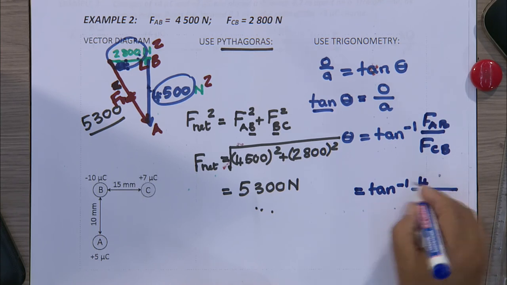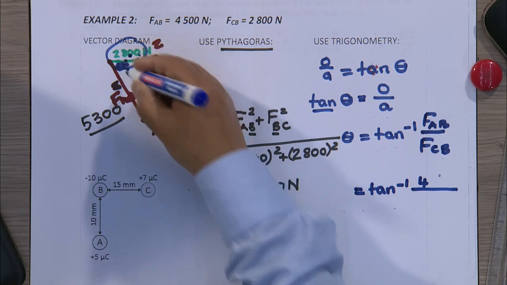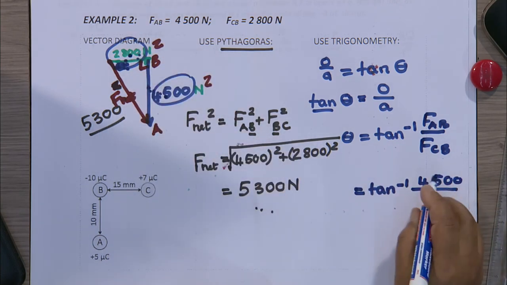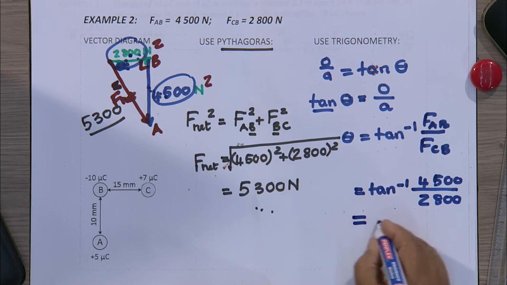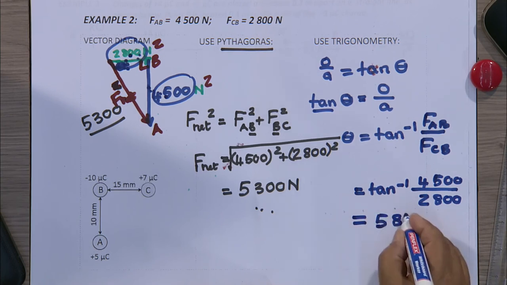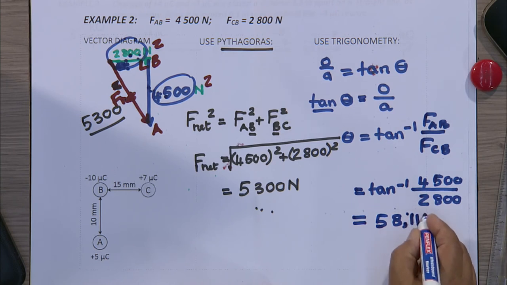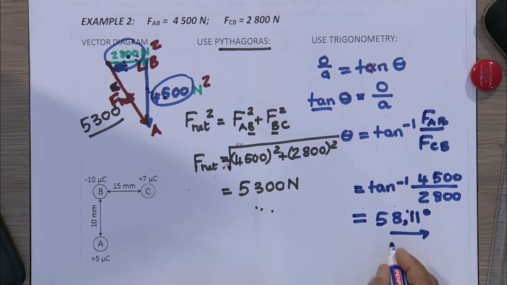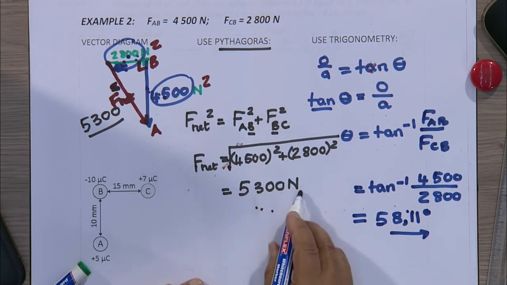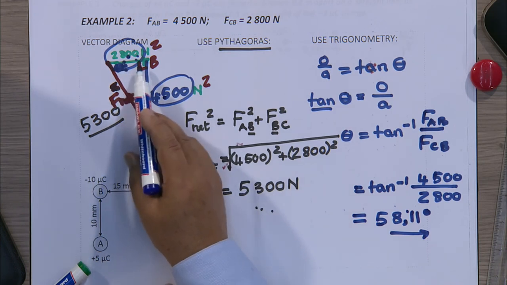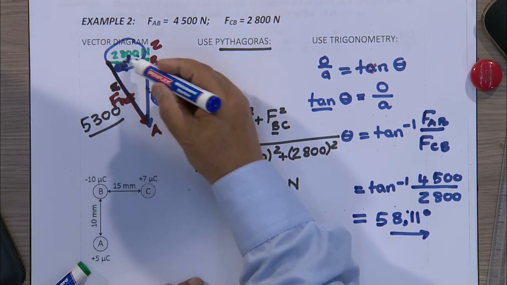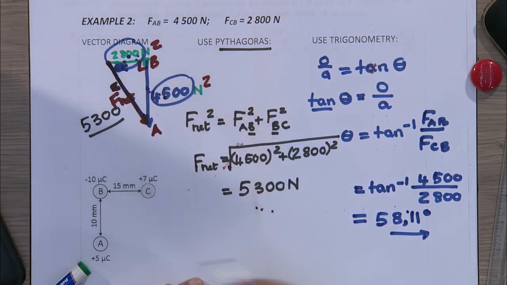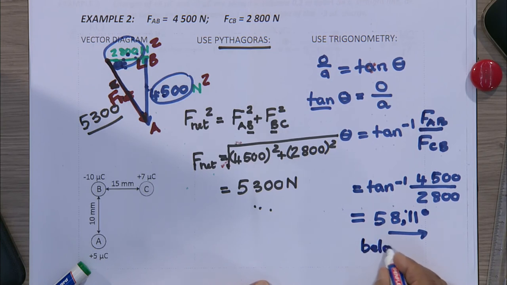Of 4,500, I just take that value there, because this side over that side, so it's 4,500 over 2,800, and then if I put that into my calculator, I get 58.11 degrees. Someone told me that is right. That is the answer. So it means it is at, now I must describe this carefully. I'm describing this angle. That angle is below the positive x-axis. So I write there, below positive x-axis.